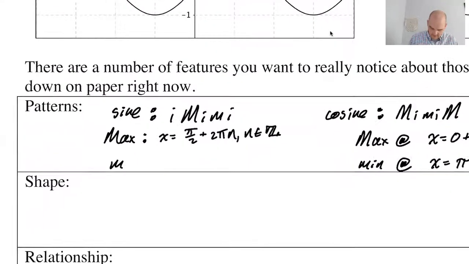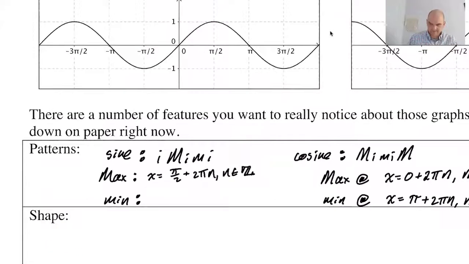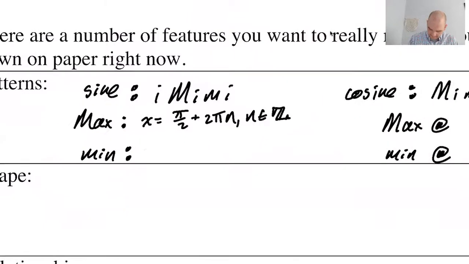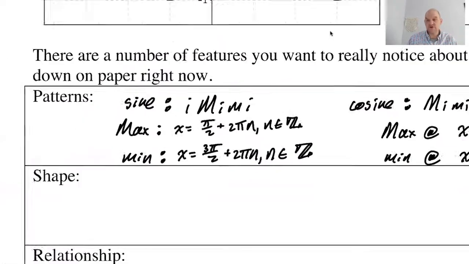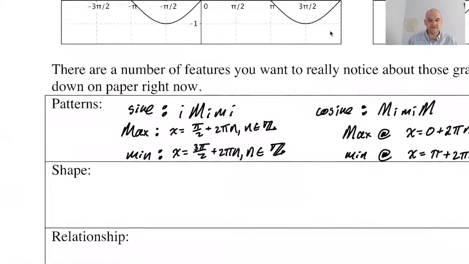Now the minimums, find a minimum that you can see. I see a minimum at 3 pi over 2. And then the period of sine is 2 pi, so it makes sense that there's another one at negative pi over 2. Subtract 2 pi from 3 pi over 2 and you get negative pi over 2. And say x is 3 pi over 2 plus 2 pi n. N is an element of the integers. So n can be negative because the integers can be negative.